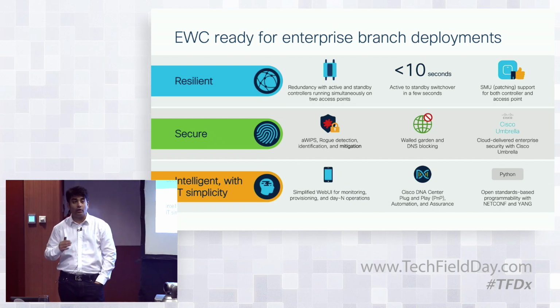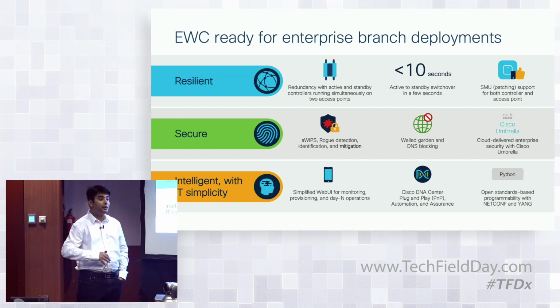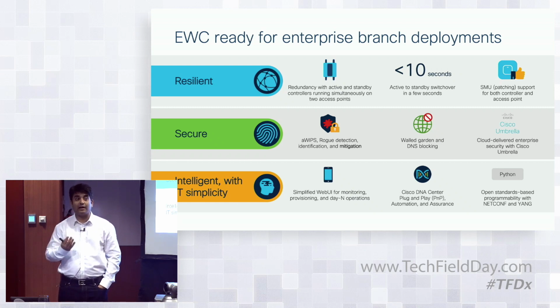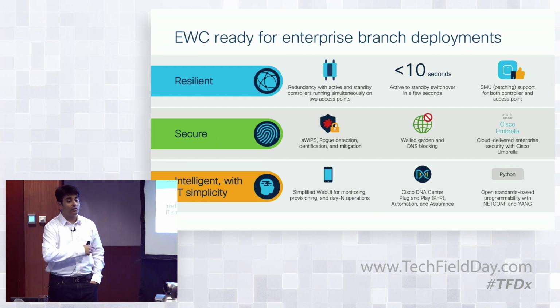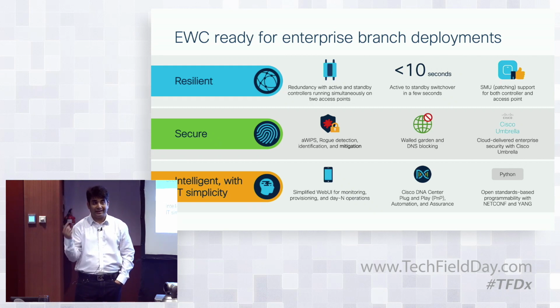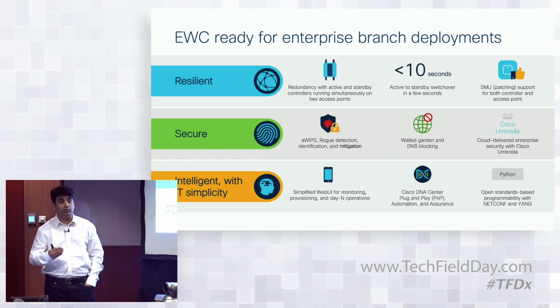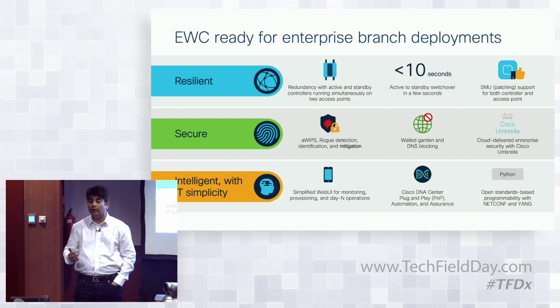Security is also very important for all enterprise-grade deployments, and it is always on top of the mind. So we have made sure that all enterprise-grade security is available on this deployment, which includes adaptive wIPS. That means if there is an attack happening in your network, it could be a DoS attack or an association attack, the controller running on an access point can detect the attack, report it, and you can contain it. It also integrates with Cisco Umbrella, which means you can whitelist or blacklist the URLs you do not want to allow in your deployments.